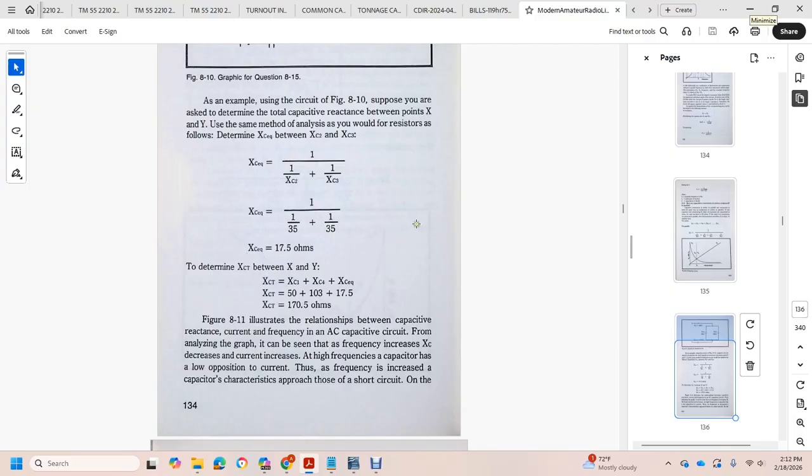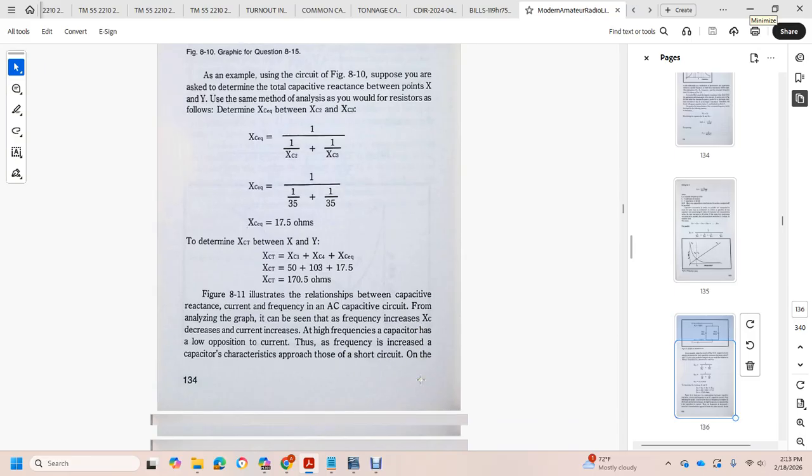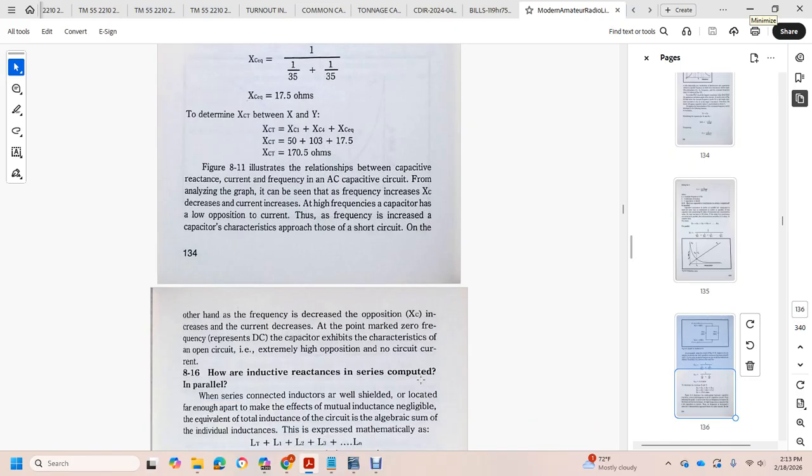Analyzing the graph showing the frequency increases, capacitive reactance decreases, and current increases. At high frequency, the capacitor offers low opposition to current, and as the frequency increases, the capacitor's characteristics approach those of a short circuit. On the other hand, when the frequency decreases, the reactance increases and the current decreases, to the point marked as 0 frequency, representing DC. The capacitor then exhibits the characteristic of an open circuit with extremely high opposition, and no circuit current.